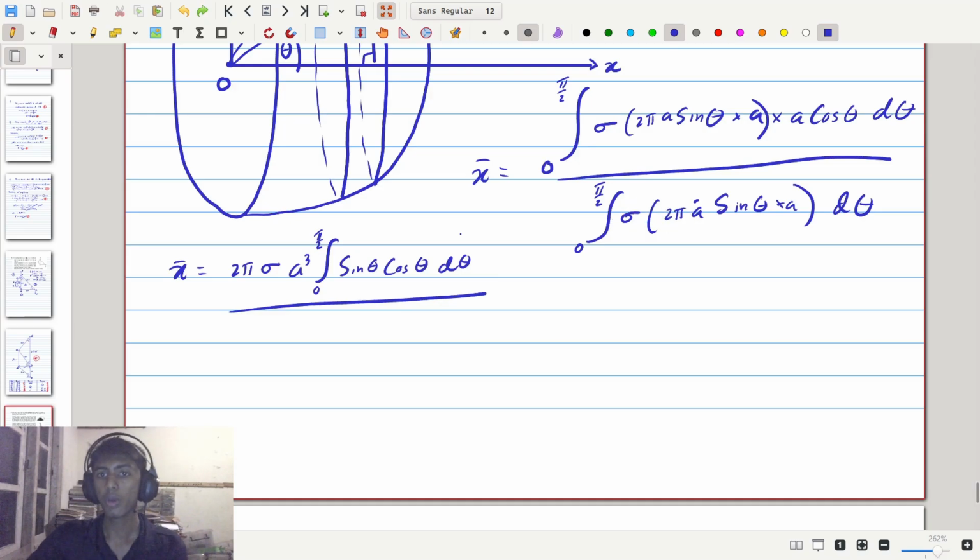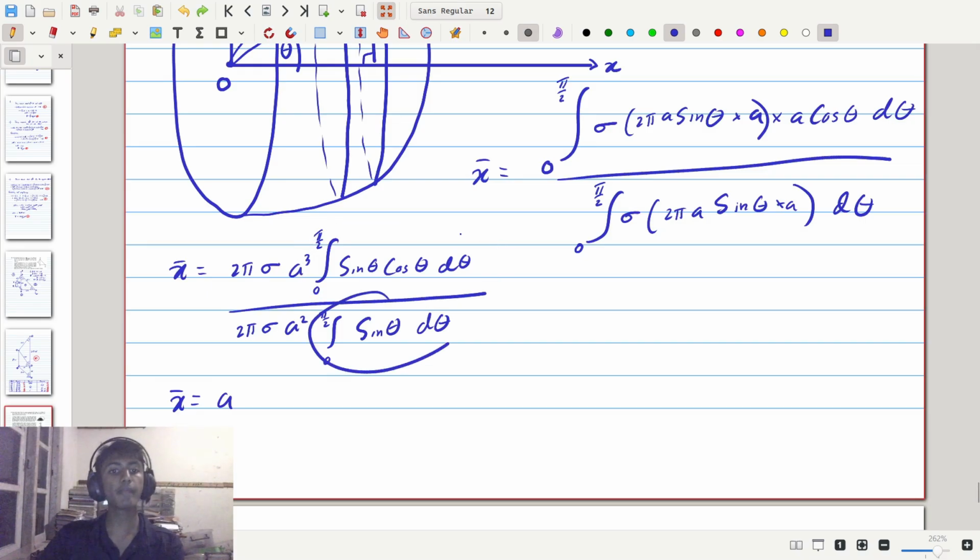On the bottom, if we consider that integral, the integral here has some constants of sigma, 2 pi, 1a, and another a. So we have 2a. So we have sigma and 2 pi and 2a. So we have 2 pi sigma a squared times the integral from 0 to pi by 2, and considering the inside we have sine of theta d theta. Now considering the constants on the front, we can see they all cancel except for a here, so we can get that x bar is equal to a times the integral on top divided by the integral on bottom.